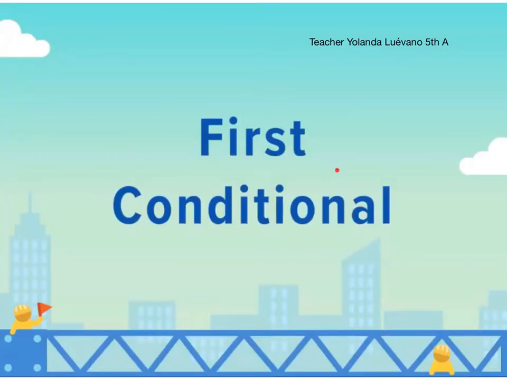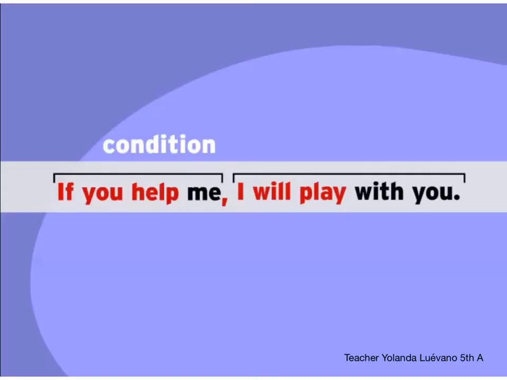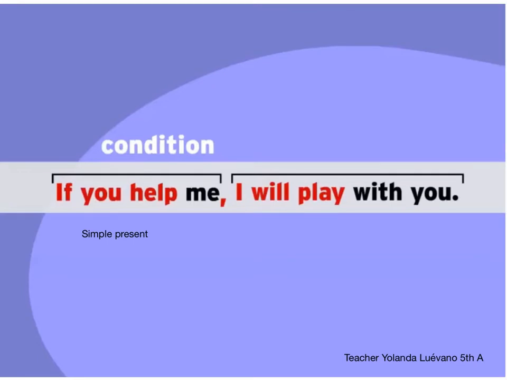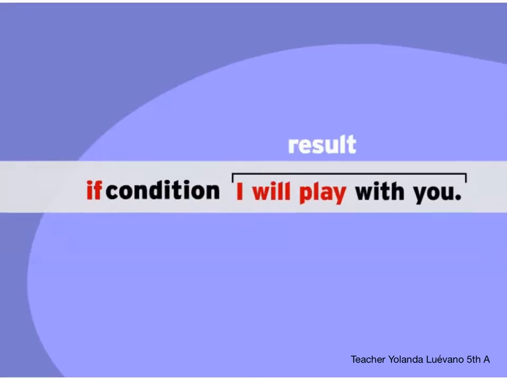Again, the title is First Conditional Again. Remember that we saw that we have a condition. Do you remember? The condition, and then we have the result or the consequence. Let's talk about the condition. Remember that the condition in first conditional is always going to be in simple present. Yes? So pay attention. If you help me, it's in simple present. Then we write our comma.